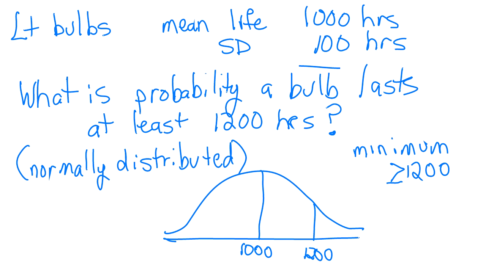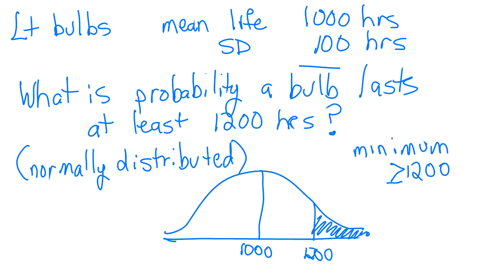So that might be another issue, like the wording. You have to really be careful about what it's asking. So when it says at least, it means that number or more. That means minimum. So the area we're looking for is right here on the normal curve. We're looking above 1200.